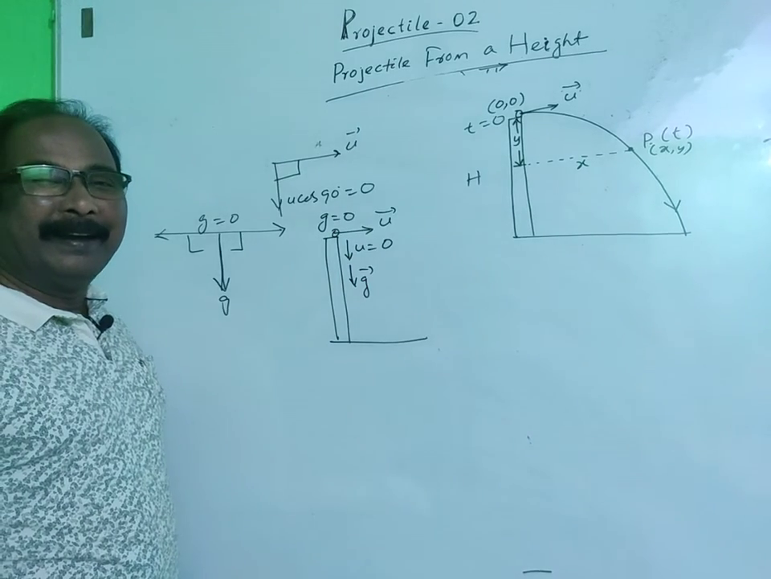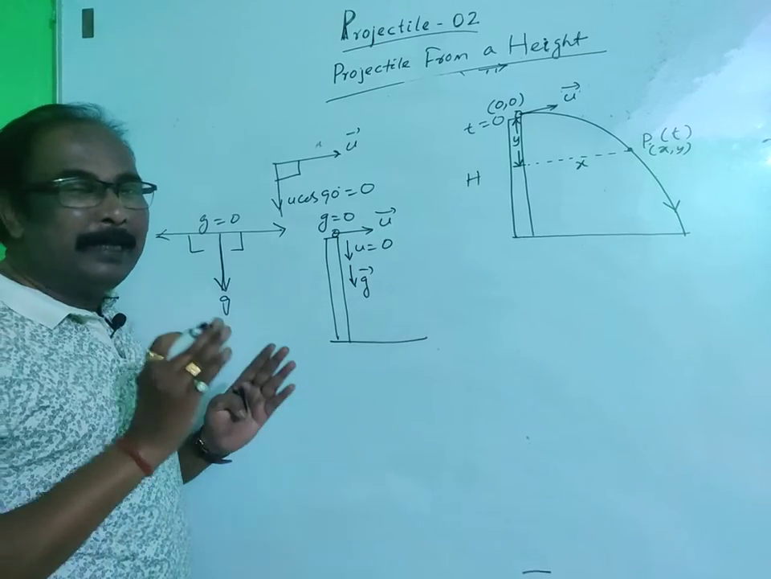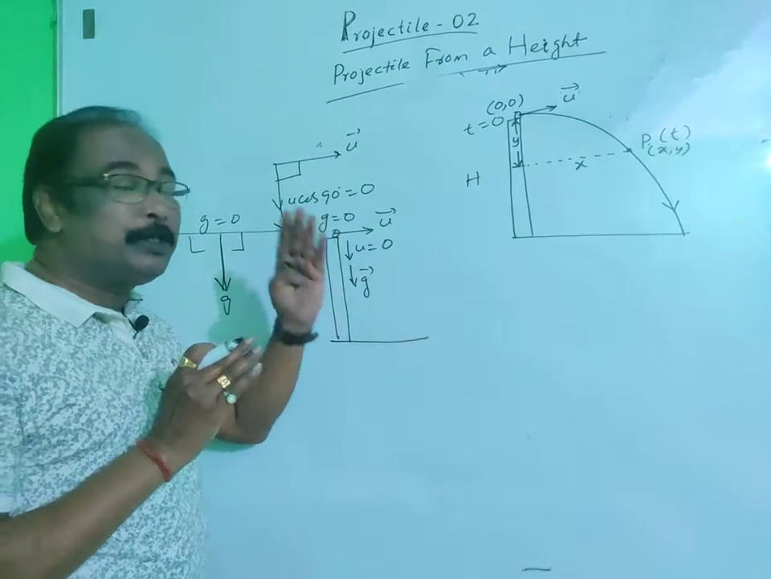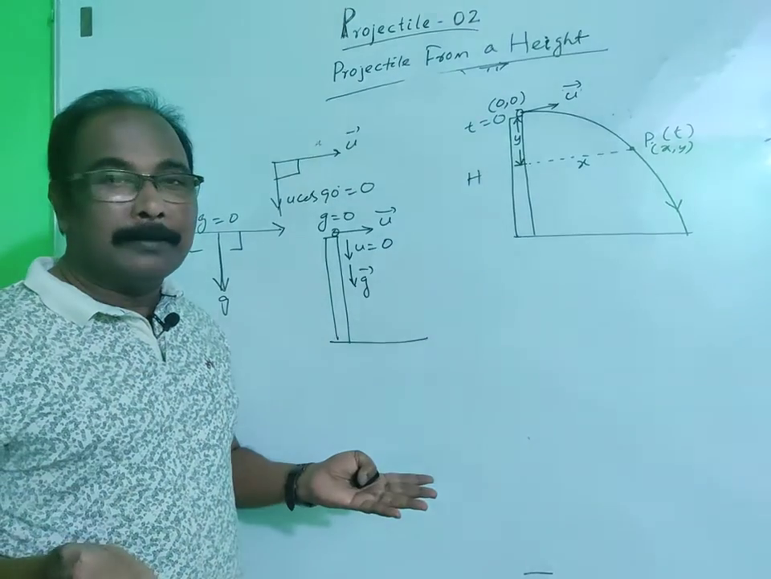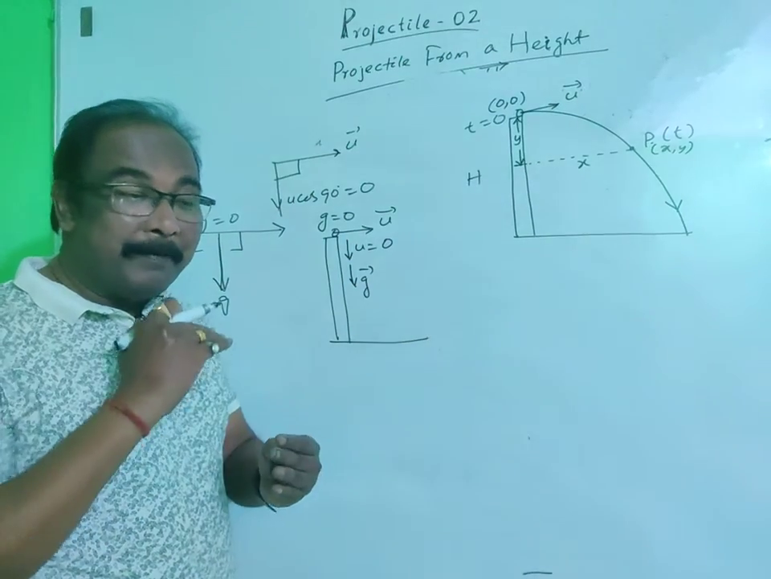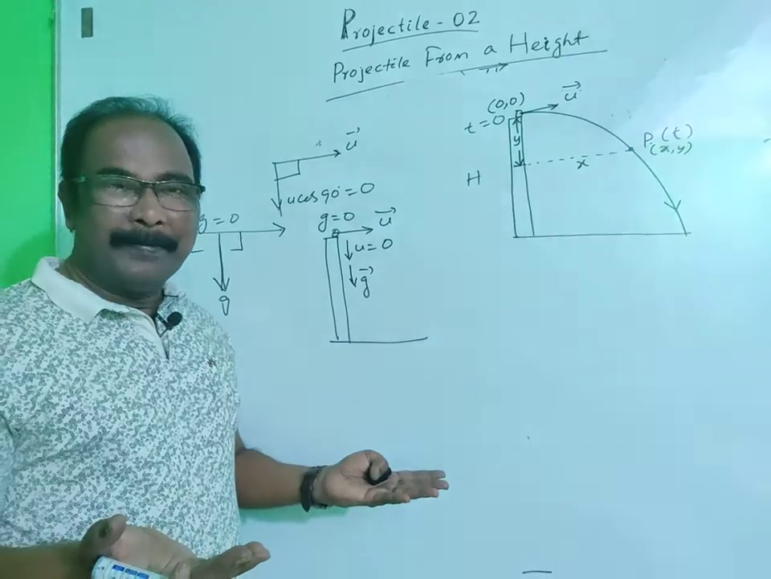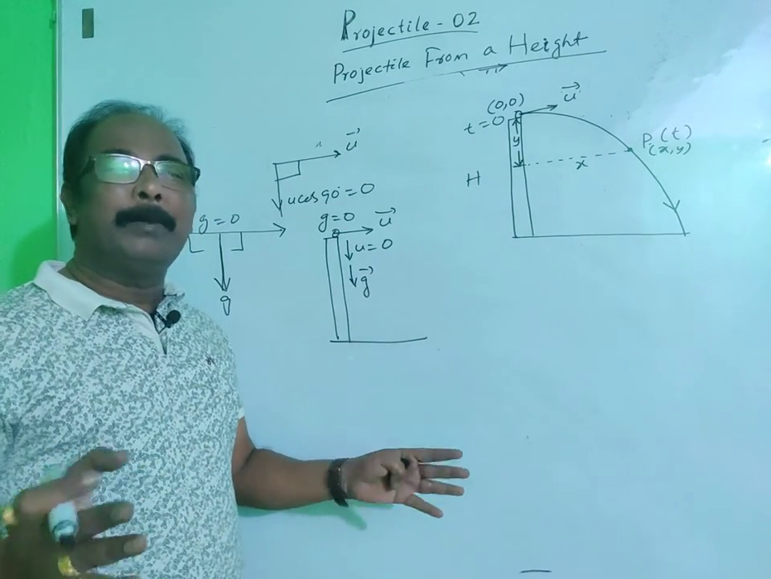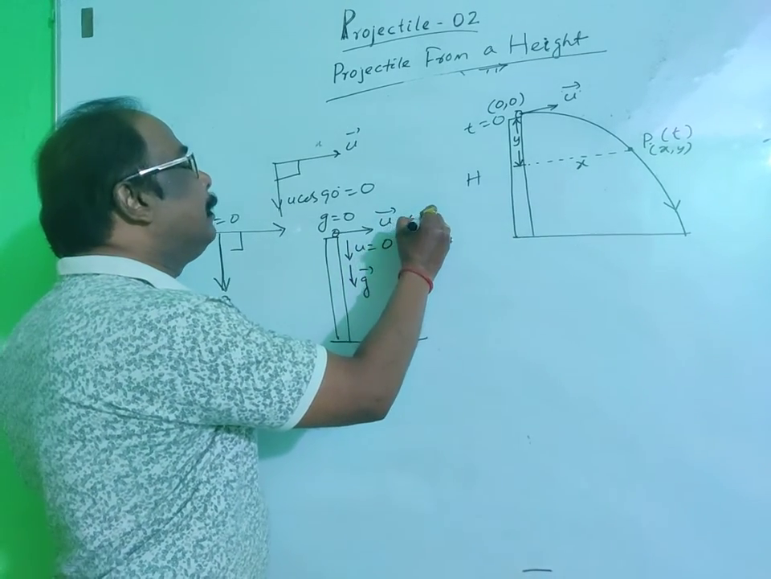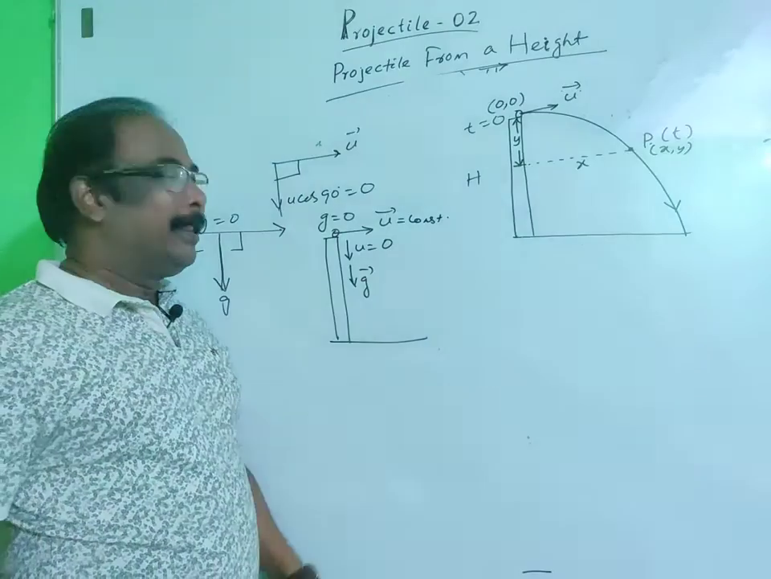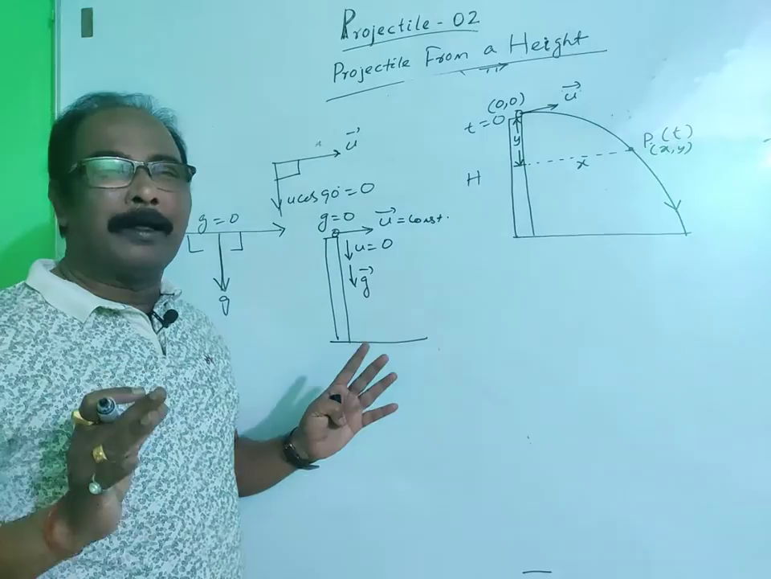Then what will happen? If acceleration is 0, then velocity is constant, because if velocity changes, then acceleration is produced. If acceleration is 0, it means there is no change in velocity. So this velocity will remain constant. So horizontal velocity remains constant throughout the journey.